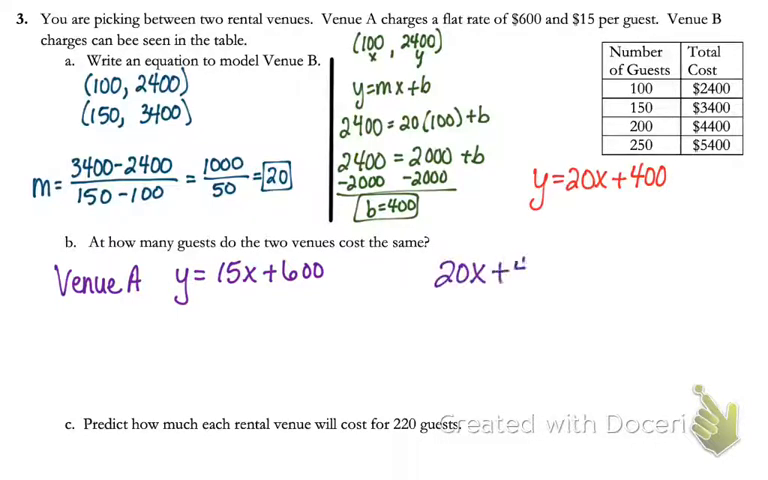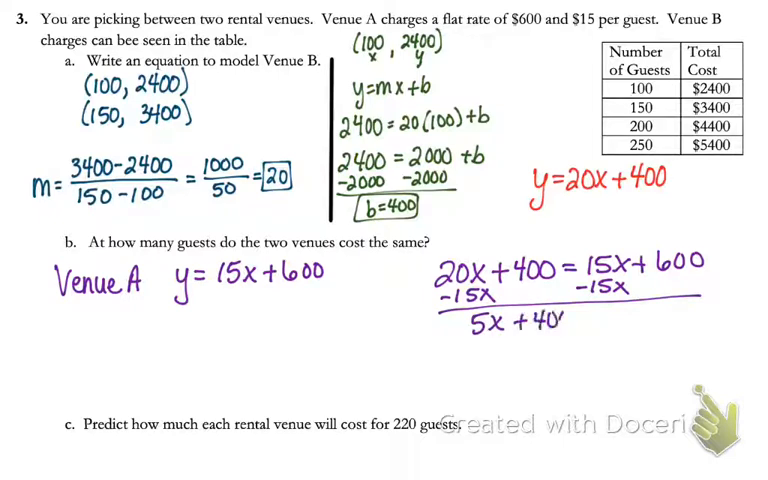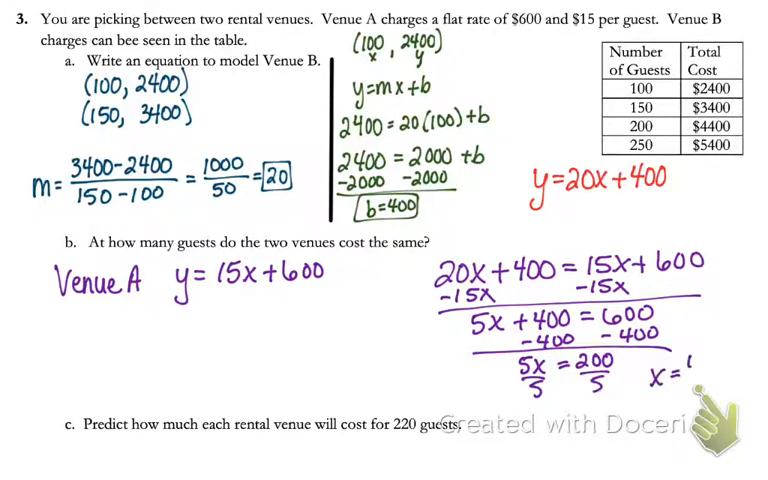Next, we're going to set the 2 equations equal to each other and solve for x. Our final answer here is going to be 40 guests. So when each venue reaches 40 guests, they cost the same amount.